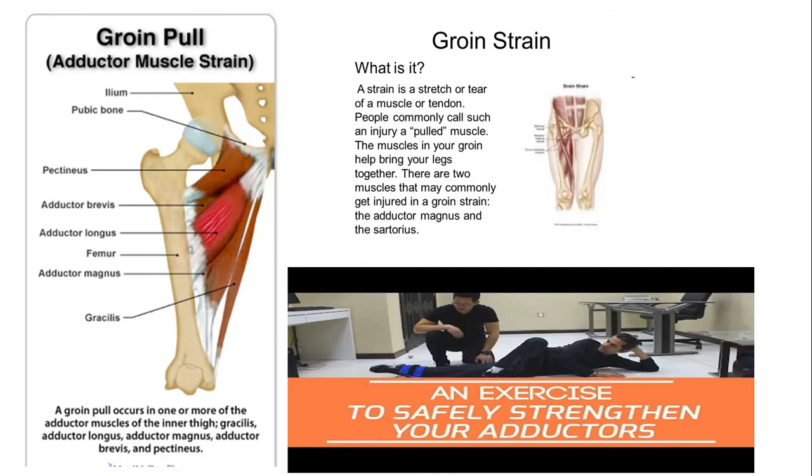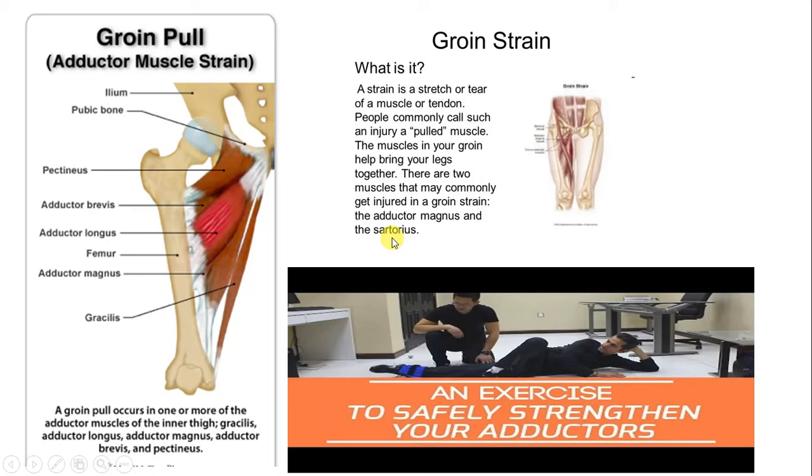Groin strain, adductor muscle strain. That's why it is called a groin pull. What is it? A strain, a stretch or tear of a muscle or tendon. Such an injury is called a pulled muscle. The muscle is in your groin and helps bring your legs together. Two muscles that may commonly be injured in a groin strain are adductor magnus and sartorius.